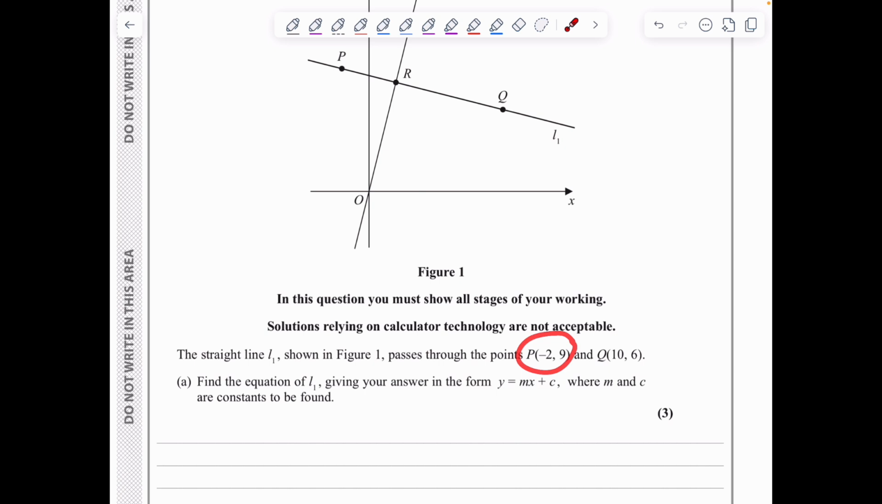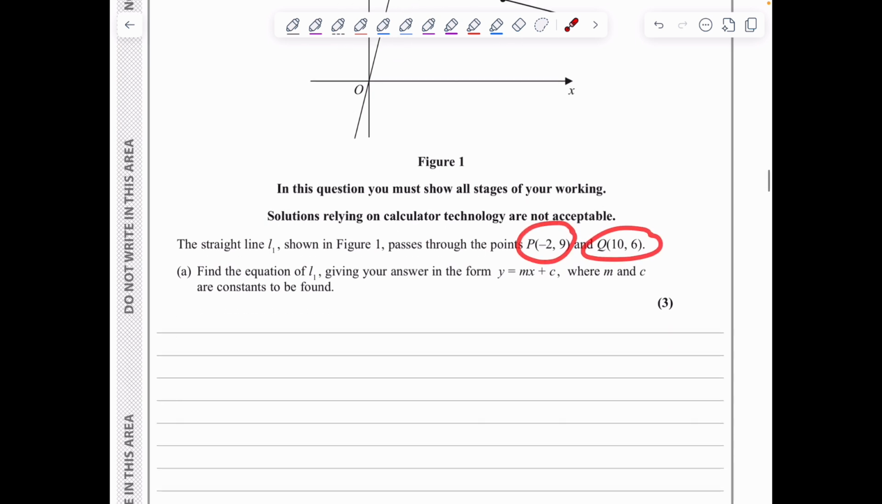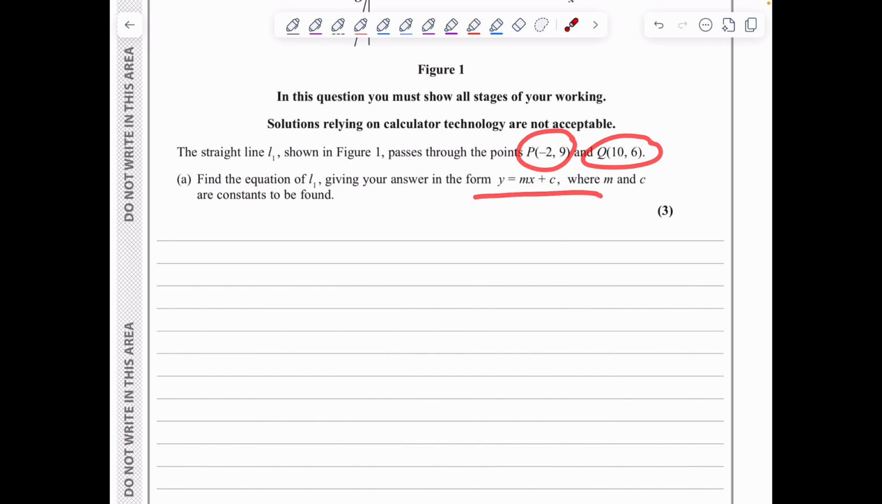In question 5, we've got the straight line L1 shown here, passing through the points P with coordinates negative 2, 9 and Q, 10, 6, and we need to find the equation of L1, giving our answer in the form y equals mx plus c. Well, we know that the gradient is given by y2 minus y1 over x2 minus x1. So in our case, we've got the gradient being 6 minus 9 over 10 minus negative 2, which gives an answer of minus a quarter.